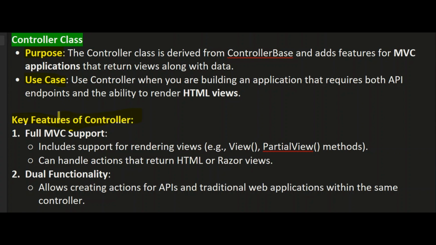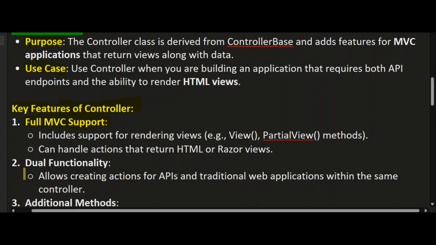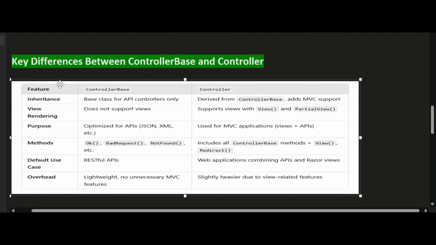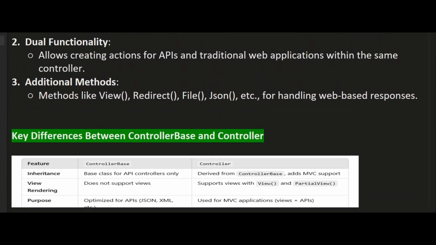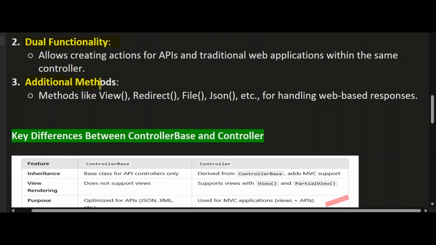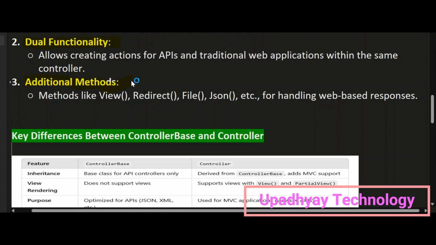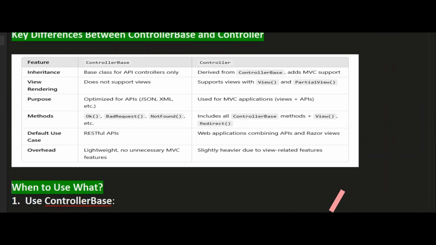Full MVC support: includes support for rendering views, e.g., View and PartialView methods. Can handle actions that return HTML or Razor views. Dual functionality: allows creating actions for APIs and traditional web applications within the same controller. Additional methods: methods like View, Redirect, File, Json, etc. for handling web-based responses.